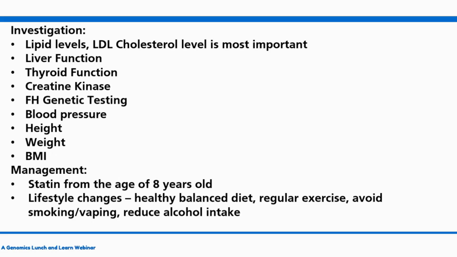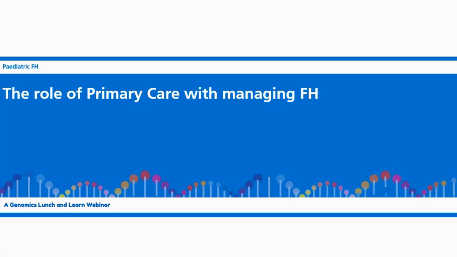We also promote lifestyle changes, so we advise them to have a healthy, balanced diet, complete regular exercise, avoid smoking and vaping, and reduce their alcohol intake when they're older. It's a specialist dietitian who provides the dietary advice. But then at follow-up appointments, it'll be myself who would reassess their diets and activity levels at all future appointments.